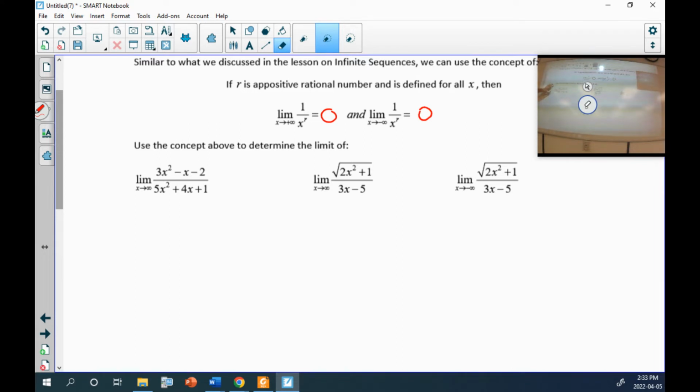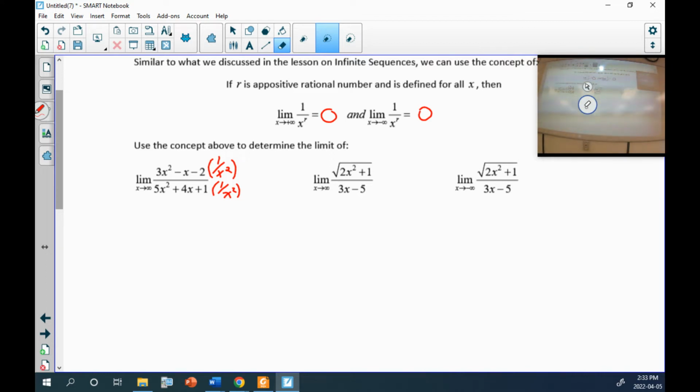Now, let's show you how I get this without doing a lot of work, because I've done this a lot. So I want to take a look at this and how do I know this without doing a lot of work? Well, can you multiply the top by 1 over x squared and also multiply the bottom by 1 over x squared? I could, but I'm not.